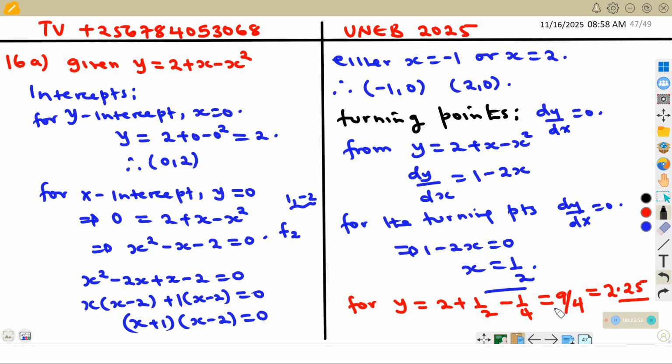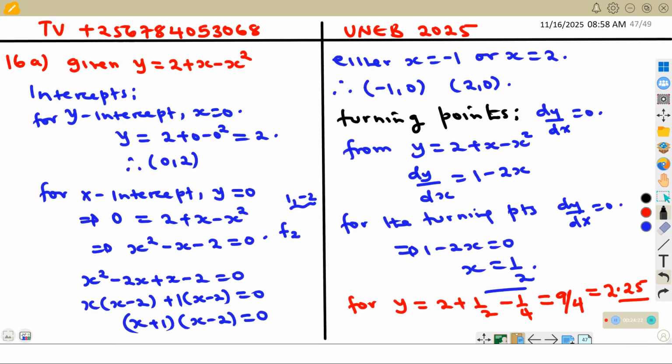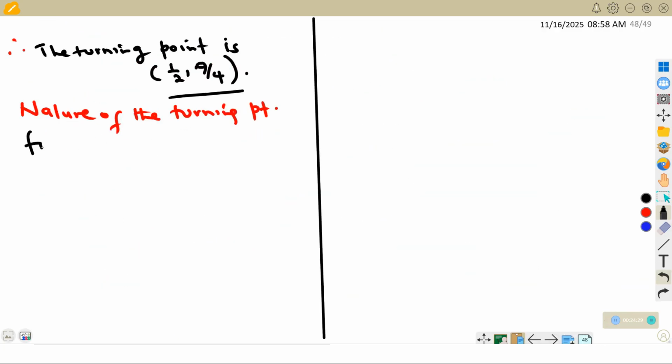So after getting the turning point, we shall go on and get what we call the nature of the turning point. So next we shall talk about the nature of the turning point. To get the nature of the turning point, we have two different ways of doing that. One is using the second derivative, and two is using the sign change. So we can refer to our first derivative, then we get the second derivative. So dy/dx is 1 minus 2x.